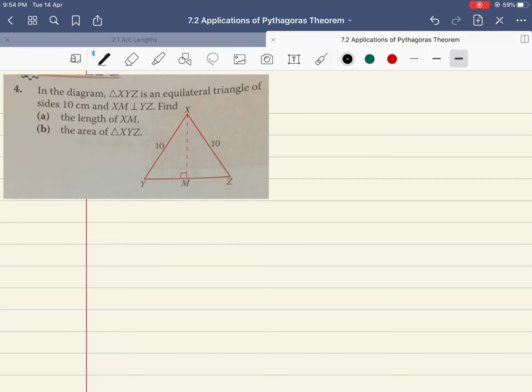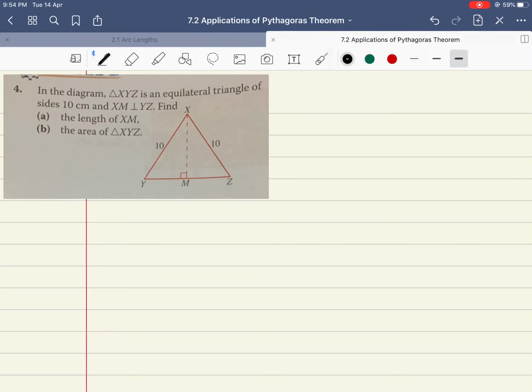So once again, we have written this quite a lot of times. By Pythagoras' theorem, I'll say 10 square is equals to 5 square plus XM square. So XM square is equals to 10 square minus 5 square. So what we get is XM is square root of 10 square minus 5 square equals square root of 75. It gives me 8.66 cm. Remember, this should be given correct to 3 significant figures.